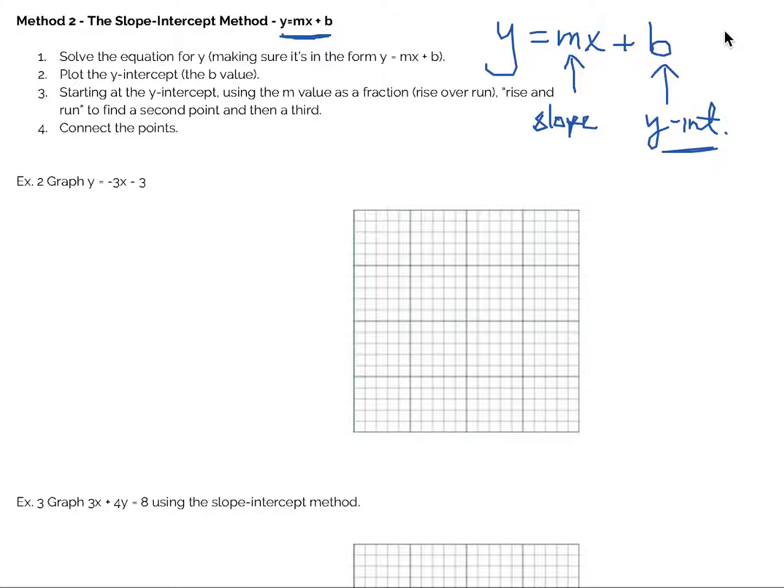Okay, so let's graph these things. You need to follow the steps. The first thing is you want to make sure that your equation is in the form y equals mx plus b, which this one already is. They're so nice to us. Then we're going to note the y-intercept, which is the b value, and the y-intercept means where it crosses the y-axis. So again, I need to put my axes on my graph.